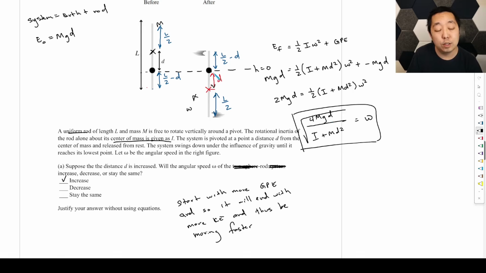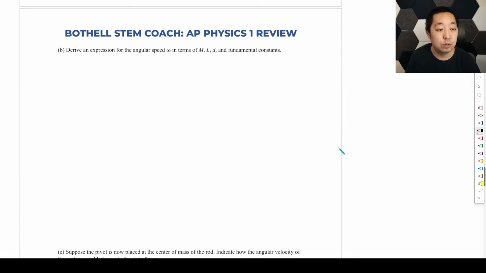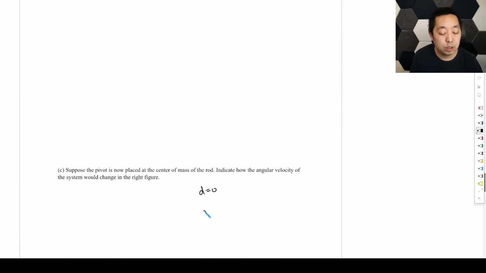It's not going to move at all. So if d goes to 0, then it's kind of like a balance. It's going to have the same potential energy in this case, so the numerator is going to go to 0. So our equation here is going to be 0 over I, which is non-zero. So 0 over a non-zero value is going to be 0. So it will go to omega equals 0.